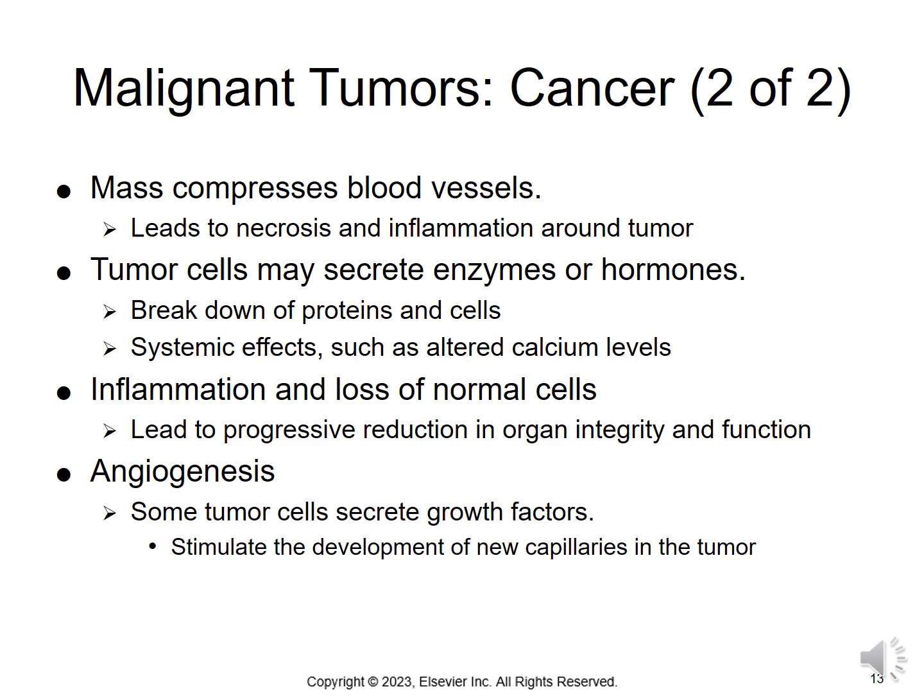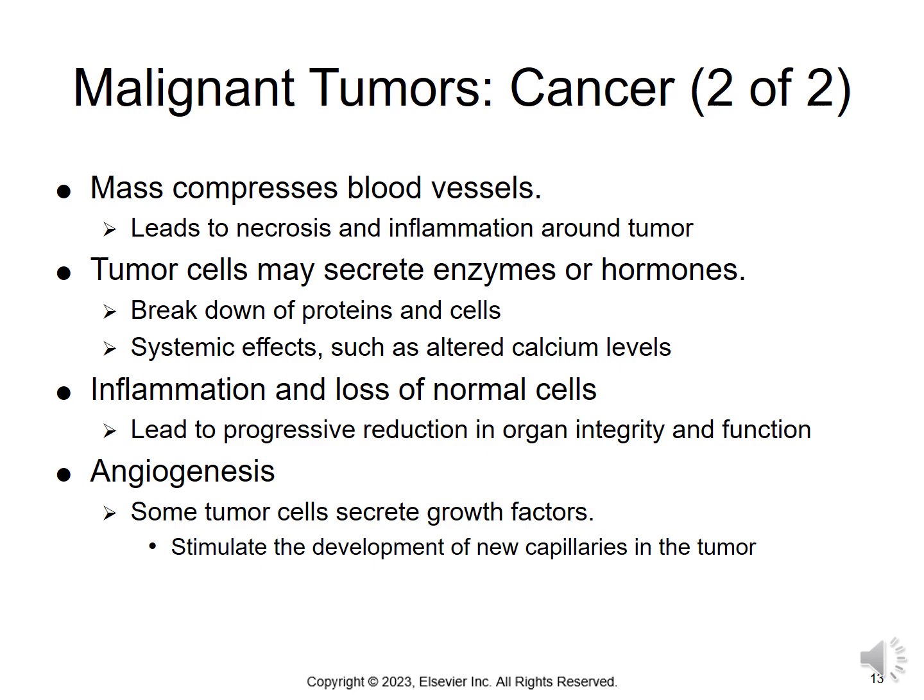Malignant cells don't stick or adhere to each other, so they can break loose from the mass and infiltrate the adjacent tissues. These tumor cells often secrete enzymes like collagenase, which can break down protein, adding to the destruction and promoting tumor spread into the adjacent tissue. Inflammation and the loss of normal cells lead to a progressive reduction in the function of the organ.